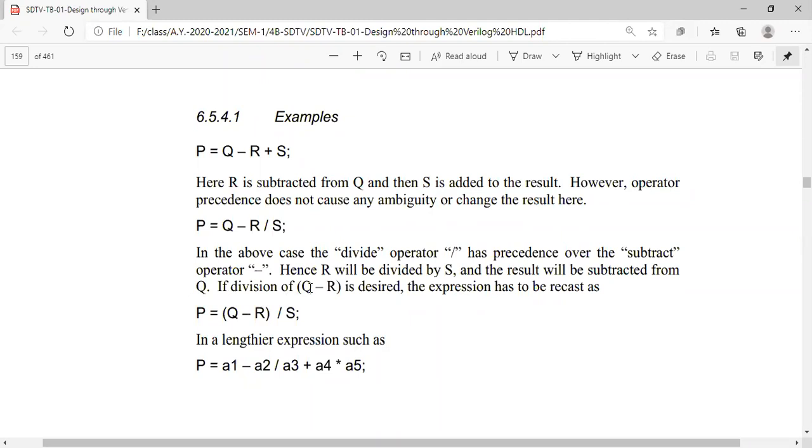Okay, in the division, if you desire Q minus R first, what you have to do? You have to keep braces, right? Q minus R, and the expression has to be recast like this. Q minus R will be calculated, and we will get one value, and that value will be divided by S, right?